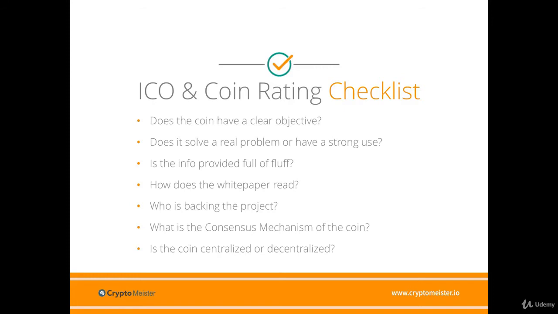What is the consensus mechanism of the coin? This covers how changes to the decentralized systems are decided on. Common examples are proof of work or proof of stake. It is really important to know how the coin works. Is the coin centralized or decentralized? It is a basic but important requirement to know how the network is structured. Cryptocurrencies are meant to be decentralized in nature. However, centralized coins do have their own advantages.